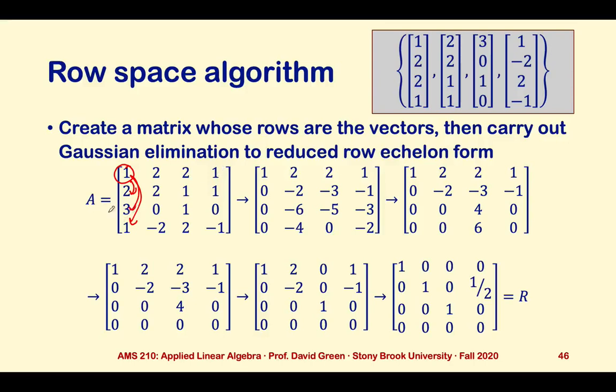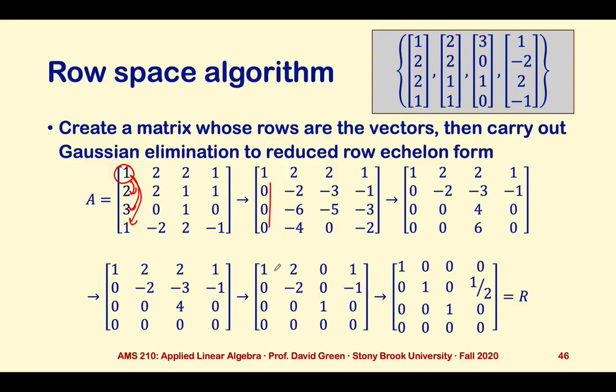The third row minus 3 times the first row. 1 minus 3 is 0. 0 minus 6 is negative 6. 1 minus 6 is negative 5. 0 minus 3 is negative 3. And the fourth row minus the first row. 1 minus 1 is 0. Negative 2 minus 2 is negative 4. 2 minus 2 is 0. And negative 1 minus 1 is negative 2.